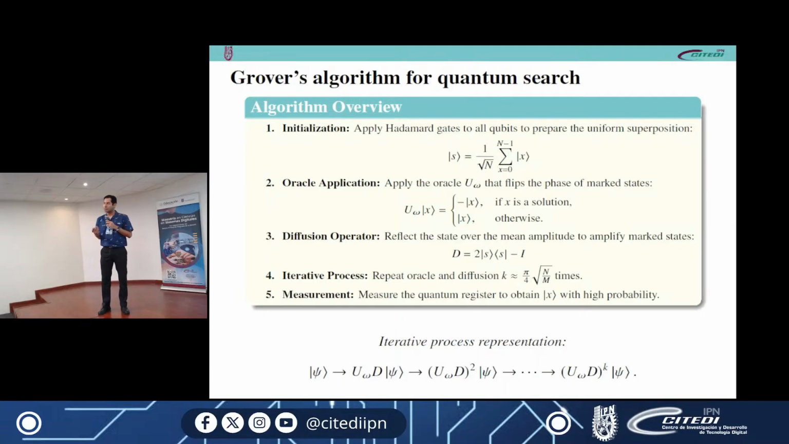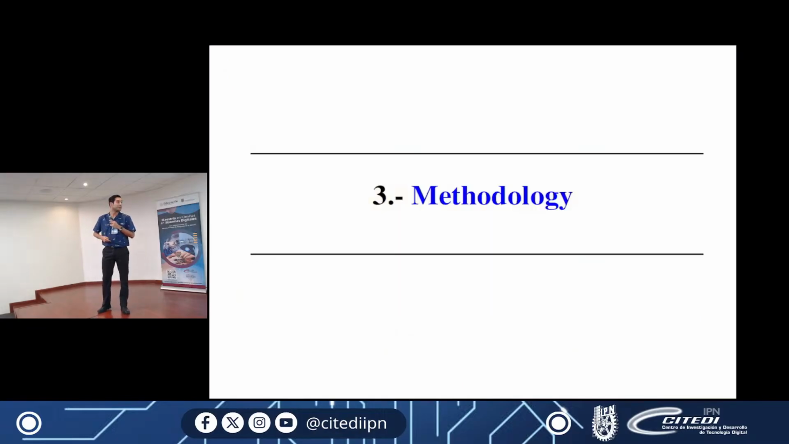The oracle and diffusion, so that our valid solutions are further amplified until we get a high enough probability that we can determine which solutions are valid. And as we can see here, we determine the number of solutions by considering the search space, which is represented by N, and also the valid solutions, which are represented by M. And this is the mathematical representation of applying these operations.